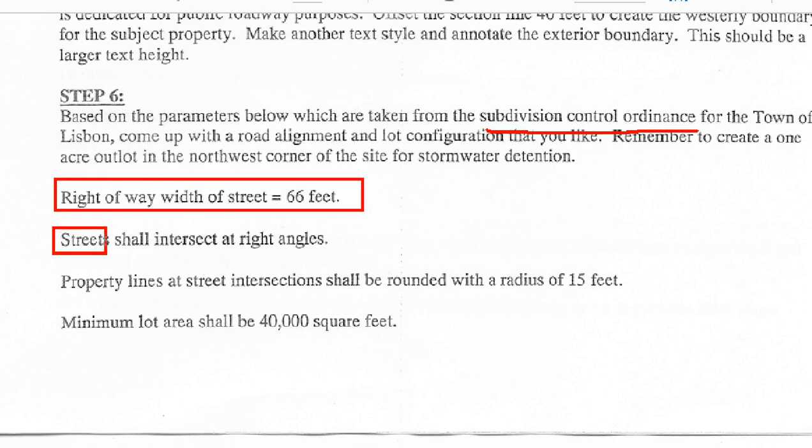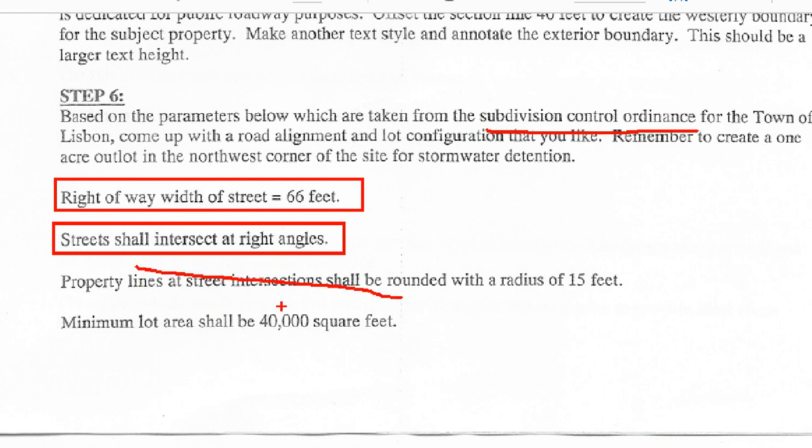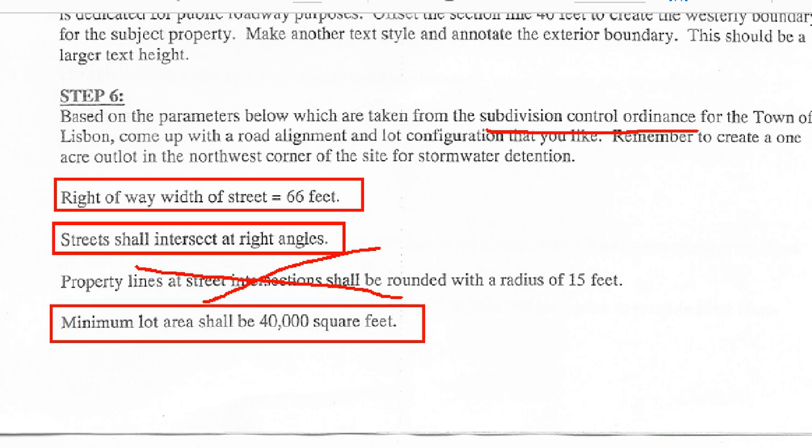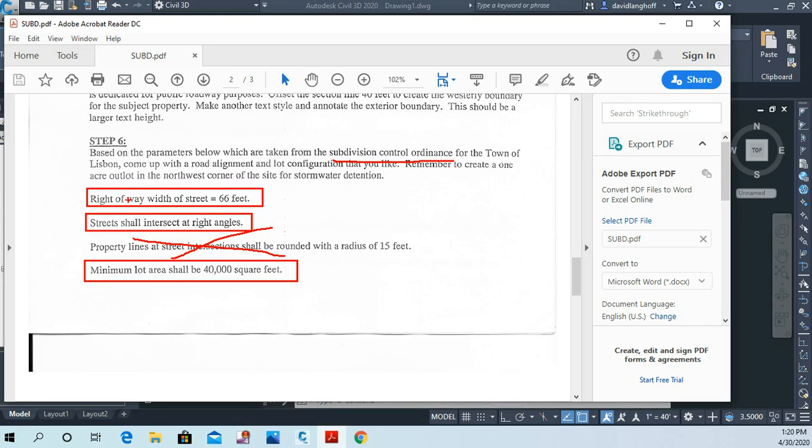Here's another one. All street intersections must be right angles. I'm not going to hold you to this one. Let's just cross this one out here. Let's ignore that one. That's not really necessary. But this one is, we have to have a minimum lot size of 40,000 square feet, so a little less than an acre. Okay? And that's all fine and dandy.